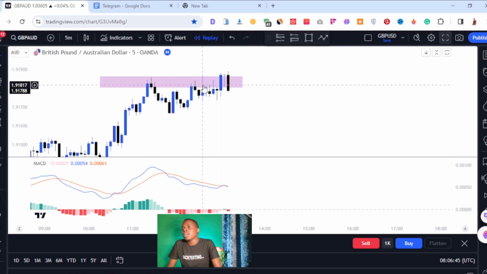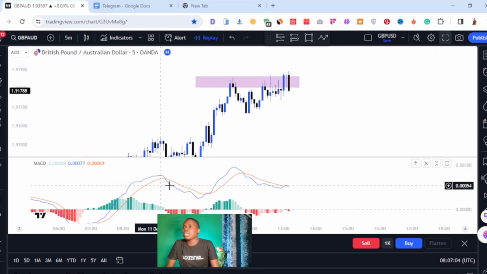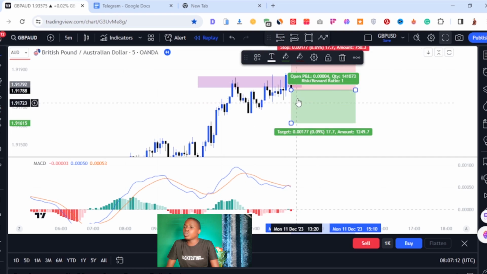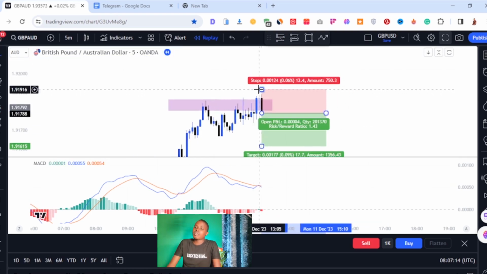This is just another confirmation, because we want multiple confluences. You can see there's a shooting star candle here, and it shows you that the market will likely push to the downside. Also the MACD crosses to the downside and the histogram just went red. So what's the next step here? Placing a trade, and if it wins, it wins. If it loses, you wait for the next one.